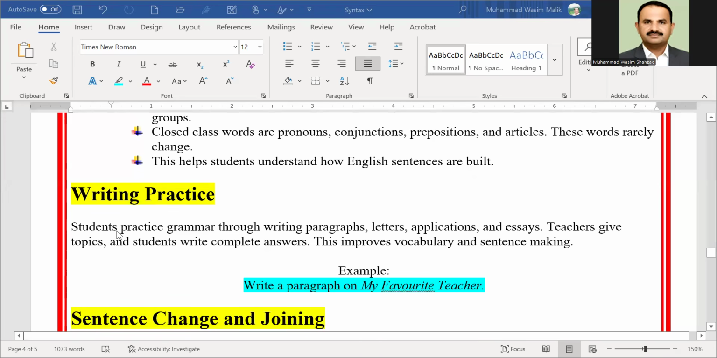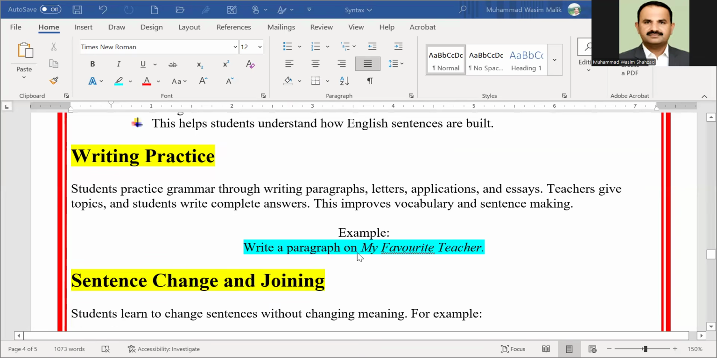Writing practice. Students practice grammar through writing paragraphs, letters, applications, and essays. Teachers give topics and students write complete answers. This improves vocabulary and sentence making. For example, write a paragraph on my favorite teacher.